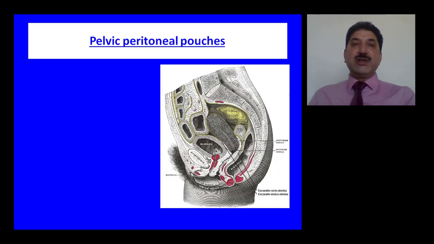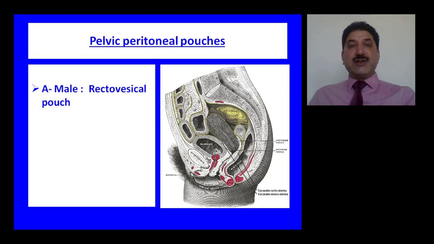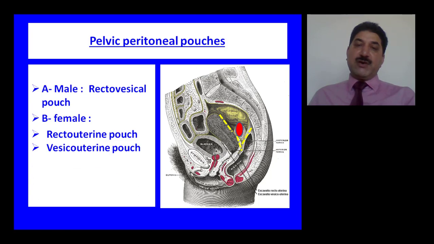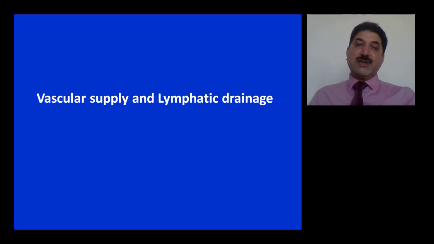What are the pelvic peritoneal pouches? In males, there is the retrovesical pouch between the rectum and urinary bladder. In females, the uterus intervenes between the rectum and urinary bladder. So there is the rectouterine pouch between the posterior superior surface of the uterus and the anterior surface of the rectum, and the vesicouterine pouch between the superior surface of the bladder and the anterior inferior surface of the uterus.